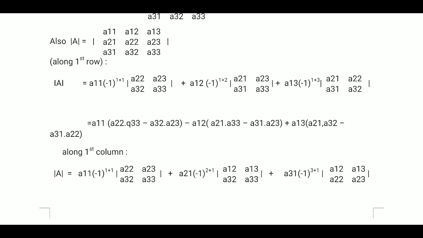Thus the value is obtained. So we are taking element into minus 1 power i plus j into the determinant obtained by leaving that row and that column in which that element lies, and plus another element multiply the same, plus another element multiply the same, till the row completes.